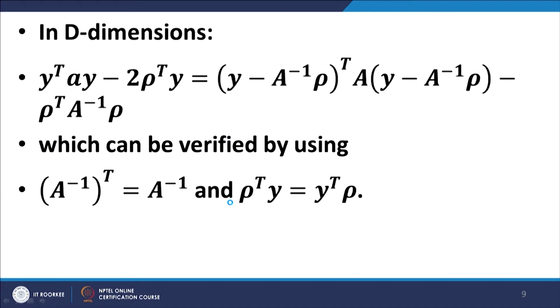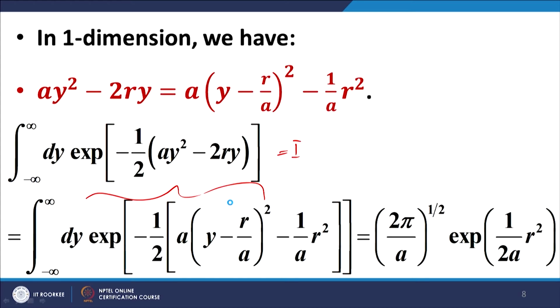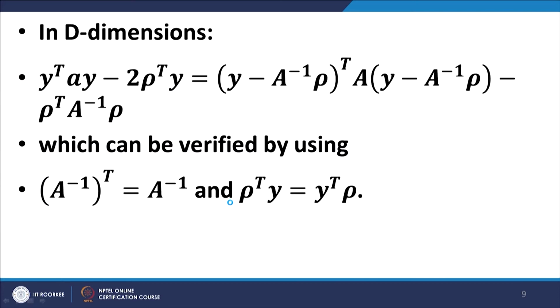Now, we generalize it to the matrix case. In the d dimensional matrix case, what did we have here? We had a y square minus 2 r y. Just keep track of this, a y square minus 2 r y on the left hand side. Now, let us look at this. A y square is written as y transpose a y, minus 2, we have introduced a new factor rho transpose corresponding to r over there, into y. And this can be written as y minus a inverse rho transpose a, y minus a inverse rho, minus this expression.